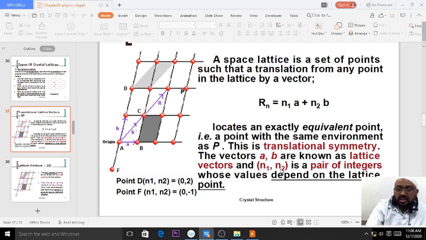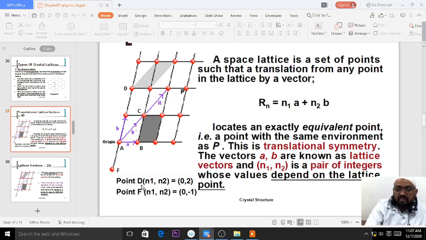So why have we taken integers? Whenever you take a reference point here, C, to the left-hand side I will definitely have a negative value, and to the right-hand side you will have a positive value. If I take a reference here, again the left-hand side will have a negative value and the right-hand side a positive value. So definitely you cannot take a whole number or a natural number. That is the reason we have taken the pair of integers, and these values are dependent upon the lattice point.